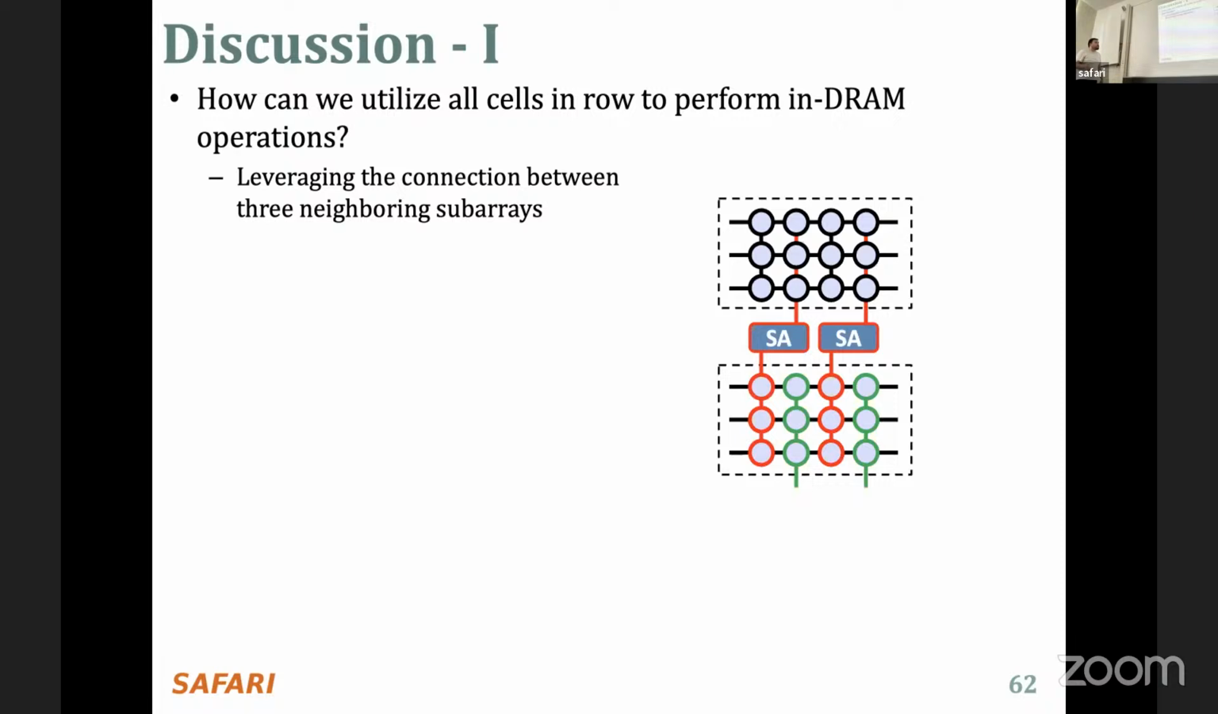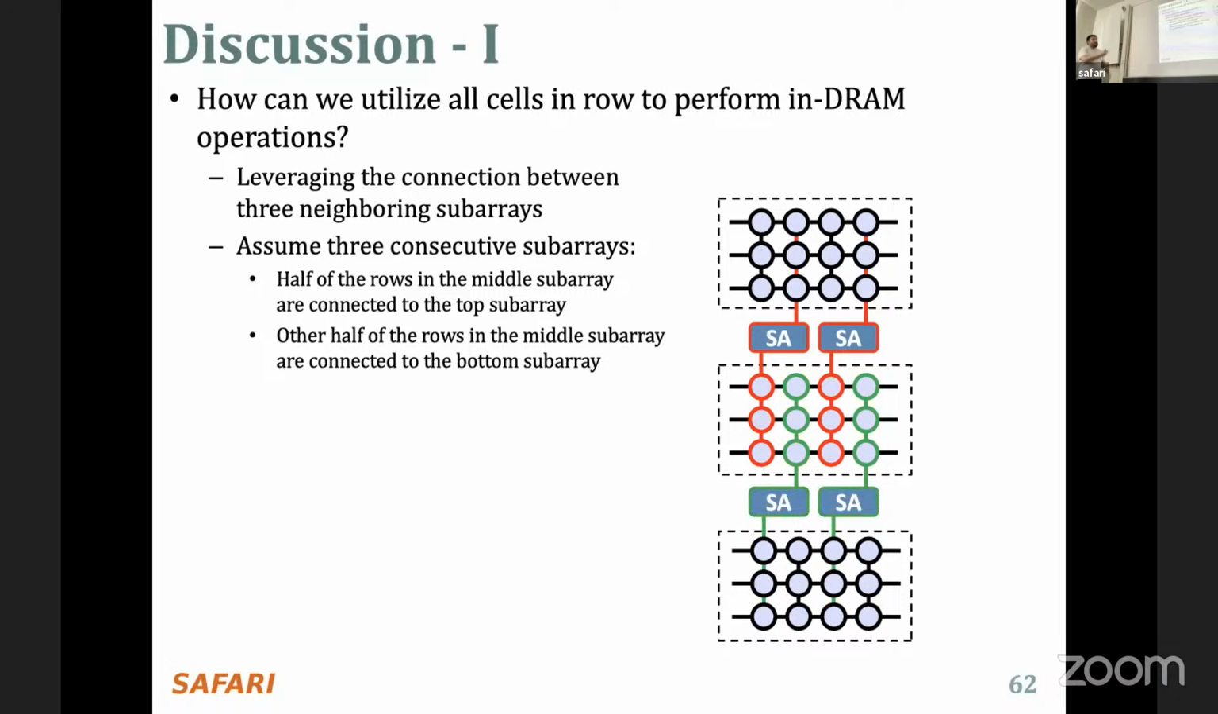So let me show it here. Right now we focus on two neighboring subarrays, right? The red cells are connected to the red bit lines, and the red cells are connected to the top subarray. But the green ones are not connected to anything. So when we perform our AND or NAND, NOR operations, we only use the red ones.